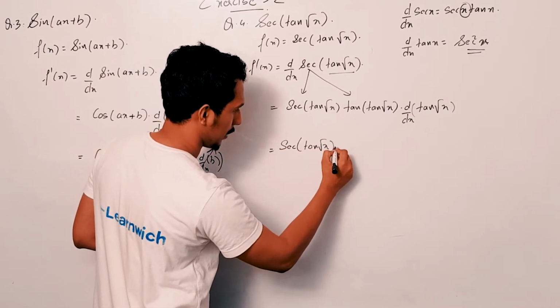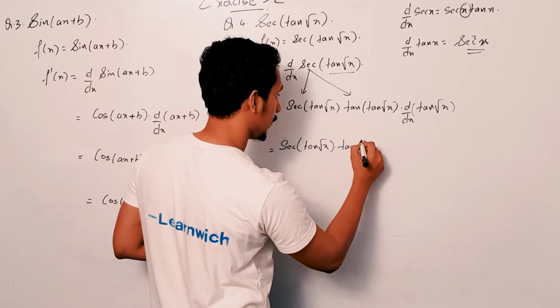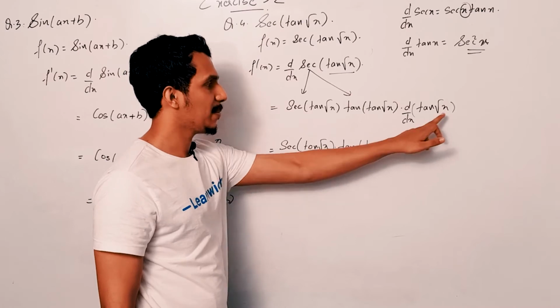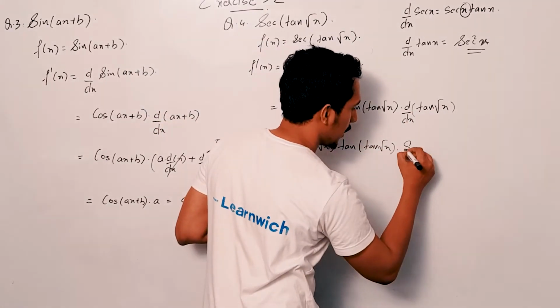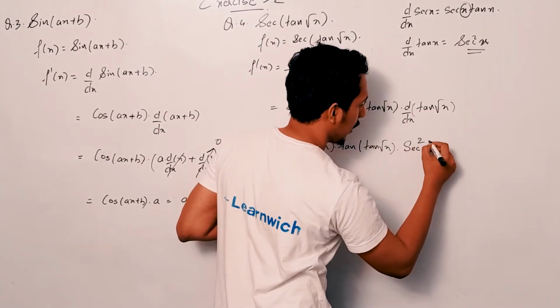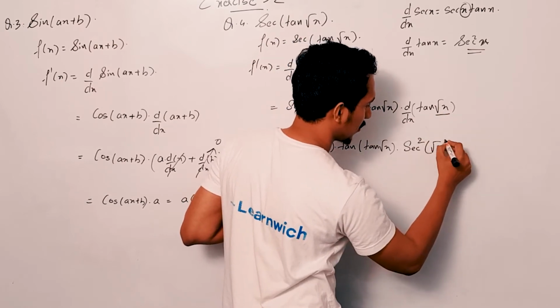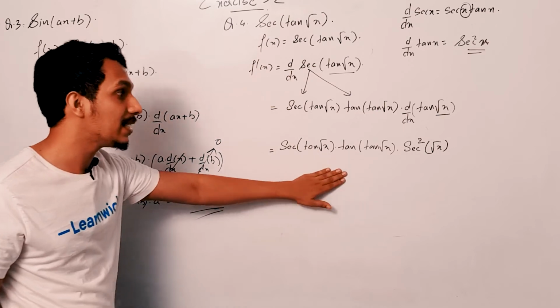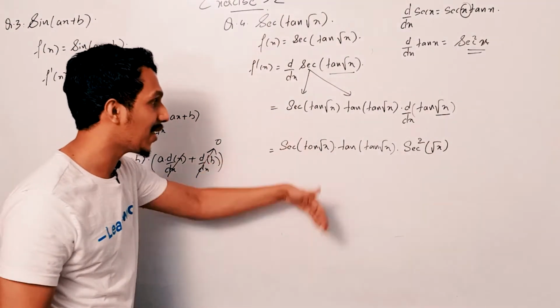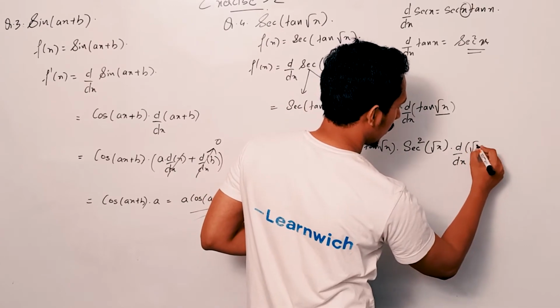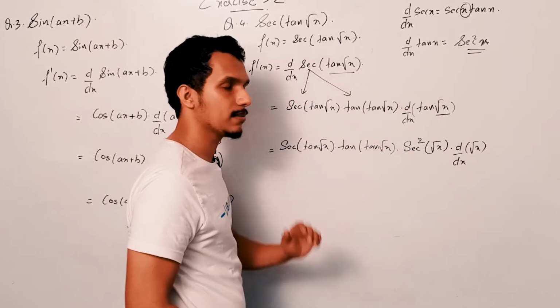Sec of tan root x, tan of tan root x, into d by dx of tan root x. What will it be? Sec square x. Instead of x, we have root x, so sec square root x. It's not finished yet. You have to apply d by dx of root x.